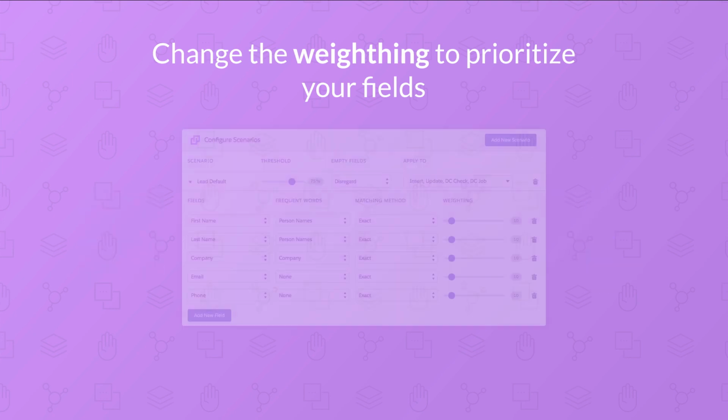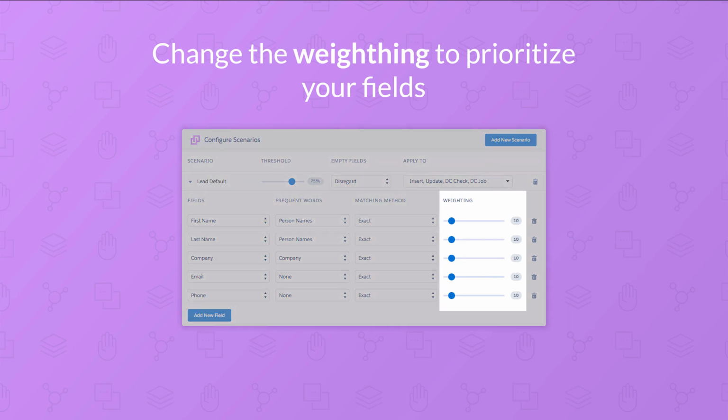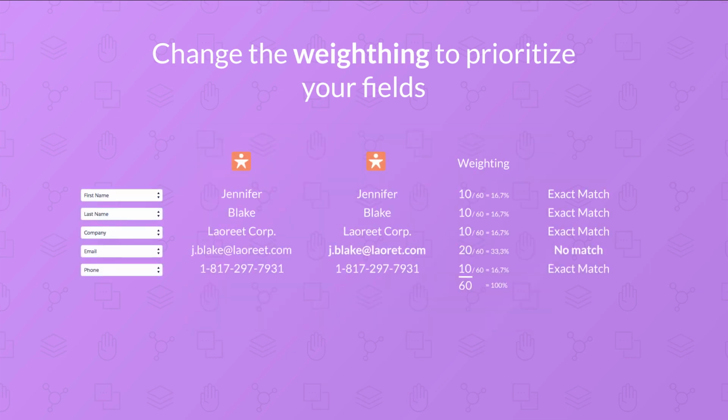If you want, you can change the weighting on your field if you want to make a field more or less important in the comparison process. If we change the weighting on the email address field to 20 in this example, it becomes twice as important as other fields. As a result, the matching percentage will go down, since the email address is not a match in this example.